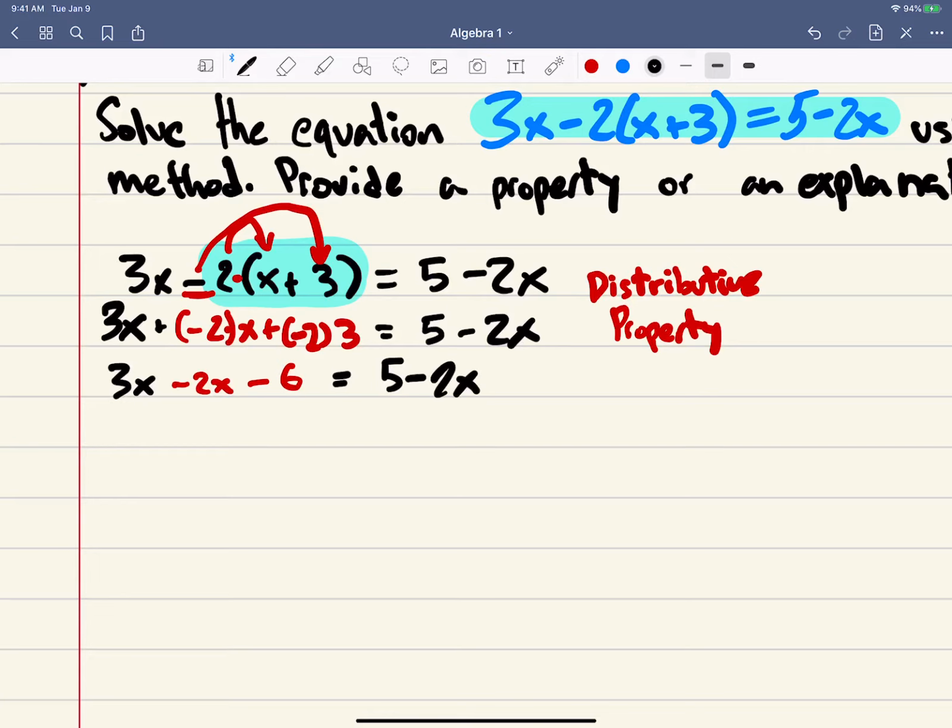Next, what we're going to do is combine like terms. So we got to combine these two together. 3x minus 2x is going to be x. Everything else stays the same. We're going to have x minus 6 is equal to 5 minus 2x. Remember, that was combining like terms.